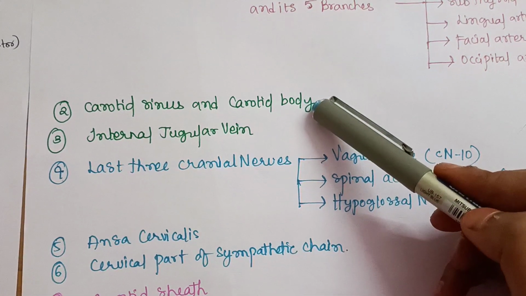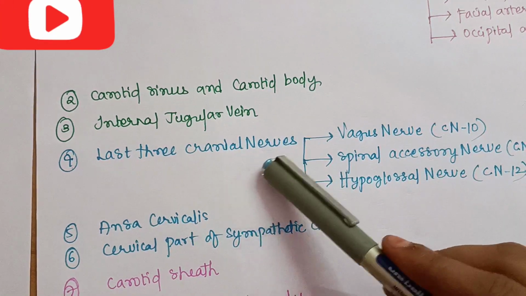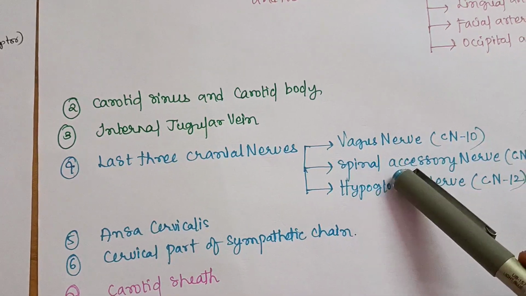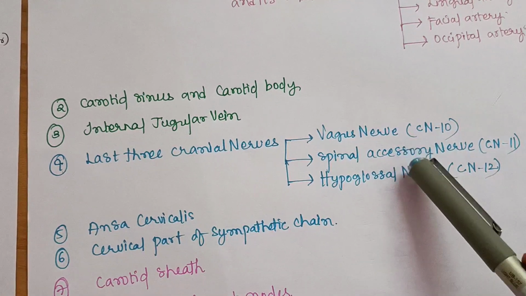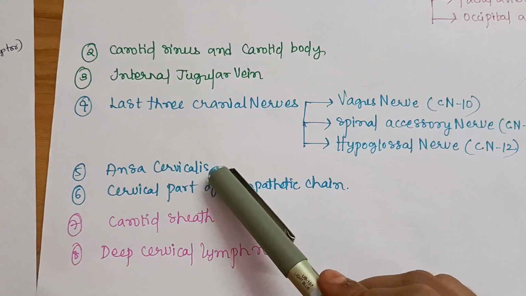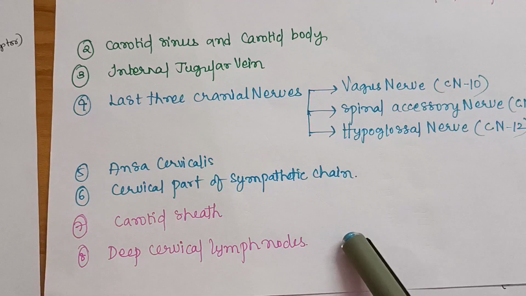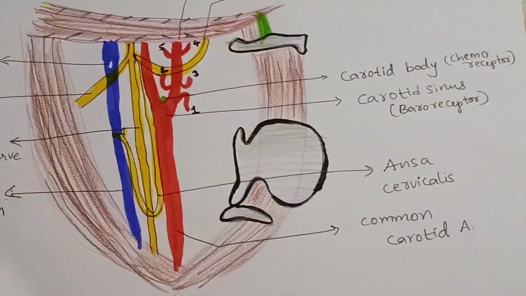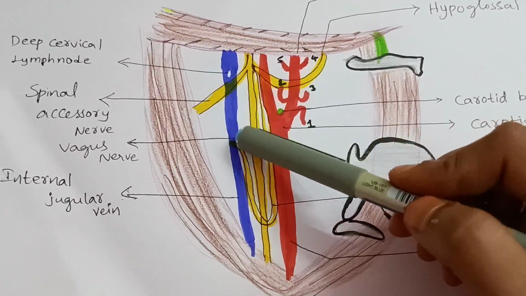Then we can see the carotid sinus and carotid body, then internal jugular vein, and there are three cranial nerves: 10, 11, and 12 cranial nerves: vagus, spinal accessory, and hypoglossal nerve. And we can see the ansa cervicalis, then cervical part of the sympathetic chain, carotid sheath, and deep cervical lymph nodes. Here we can see the internal jugular vein.